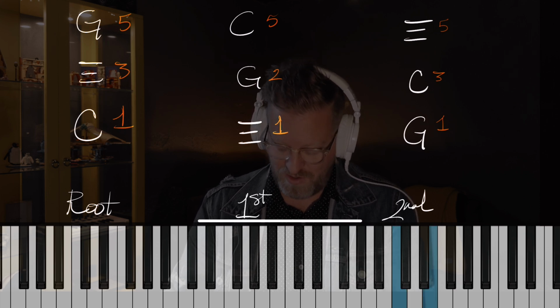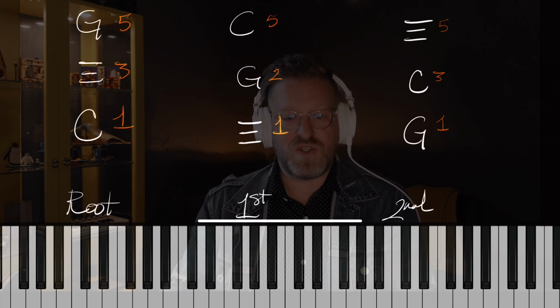1, 3, 5. So you could run that all the way up the keyboard and go at whatever pace you need to go. There's no right or wrong pace right now. You just need to learn your inversions to understand where these chords are at, so that you can play them here in the near future and understand when you look at the keyboard where your chords are at.